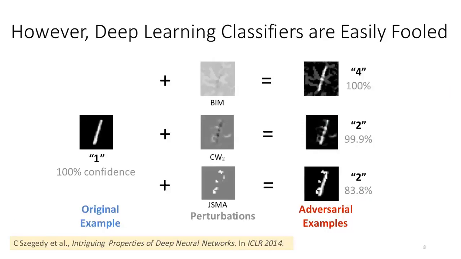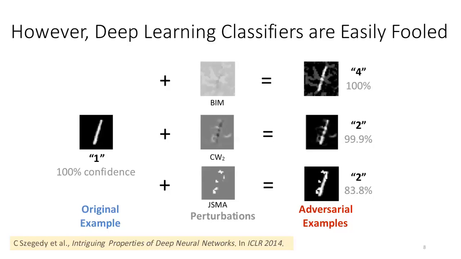Let's see this slide on page 8. This handwritten digit 1 can be very easily classified as 1 with 100% confidence by a modern MNIST deep learning model. However, through a very carefully designed perturbation noise shown in the second column, there are different variations of how you design this type of perturbation, and you limit the size of the perturbation, and then you just add it on top of the original image to get this new image.